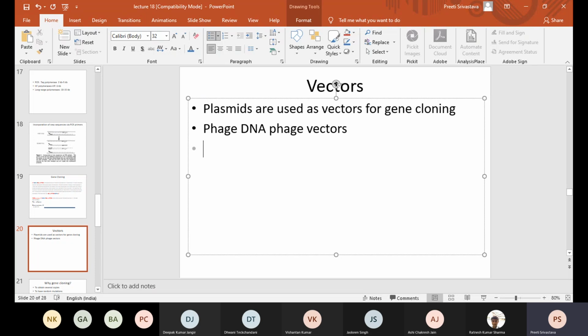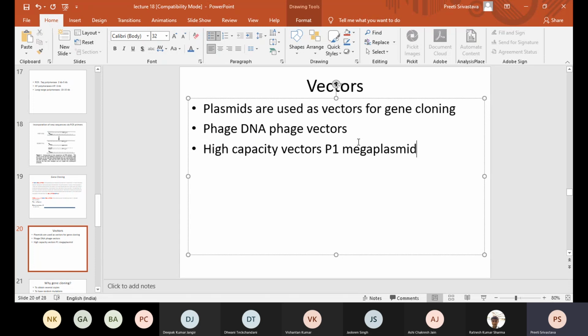Then people also use high capacity vectors, such as megaplasmids. For example, P1 is a megaplasmid used as a vector. I'll tell you what high capacity vectors are and what P1 is in a little more detail, but just to tell you that vectors are the ones which carry the gene, and they are used for gene cloning.